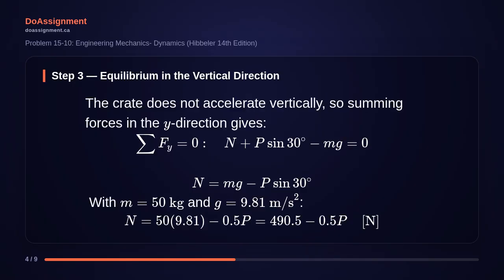Because there is no vertical acceleration, the sum of forces in the y direction equals 0. The normal force plus the vertical component of P equals the weight. Solving for N gives 490.5 minus 0.5 P newtons.